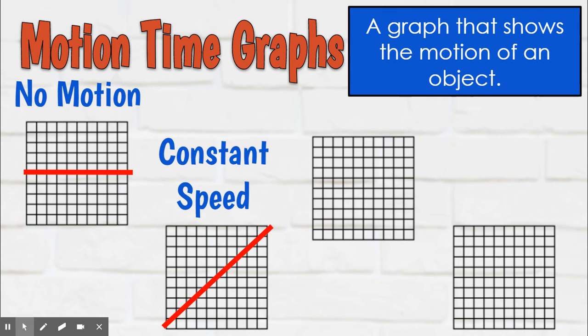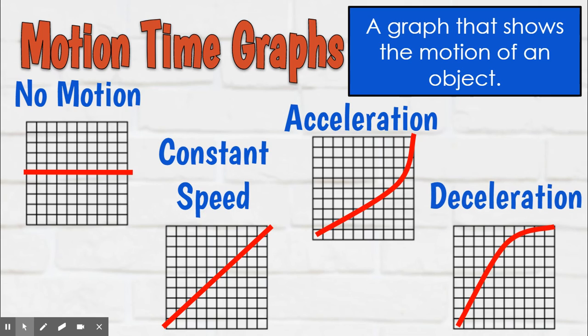Next, if you have a straight diagonal line in any direction, it can cross over the other way too, that means constant speed. So a straight diagonal line is constant speed or steady speed. When you have a curve that's moving up like this, that's acceleration. That means that object is accelerating. And then we have deceleration. That's when the curve is moving down, and that means the object is slowing down.